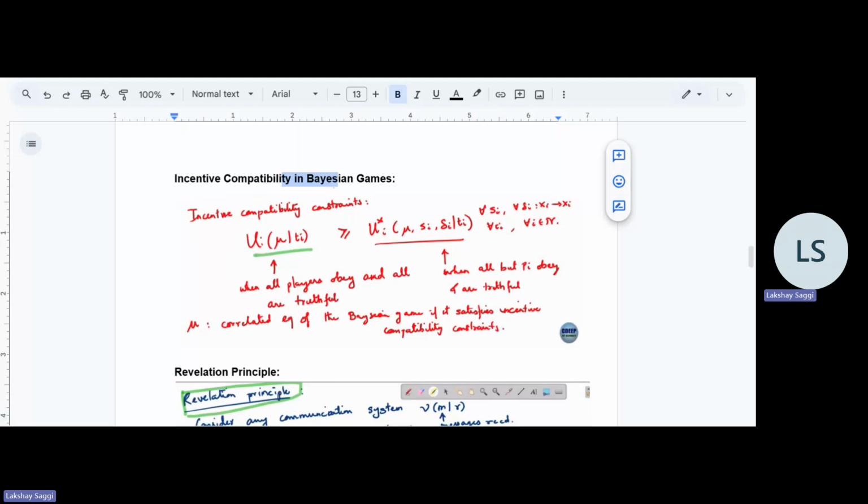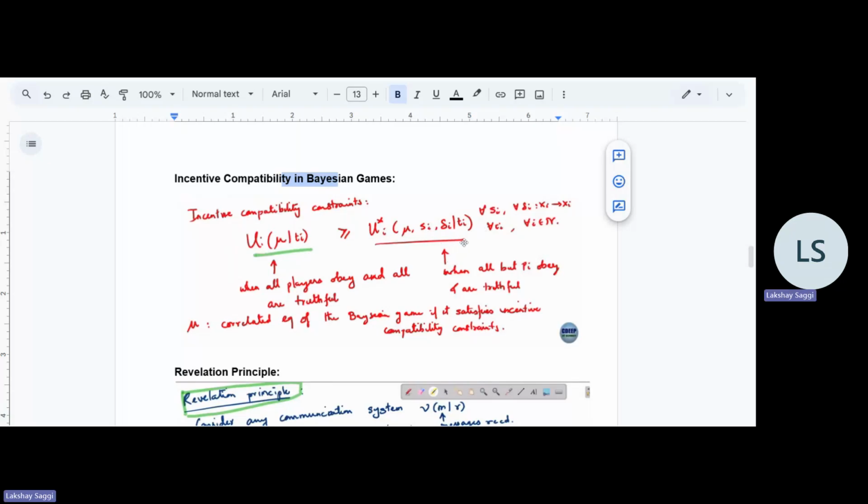So incentive compatibility can be attained in Bayesian games also. It can be achieved, but the mediator has to be smart. Not all strategies of the mediator will lead to correlated equilibriums, but there exist strategies which will give incentive compatibility. So mediators have to be smart about finding the strategies which satisfy these incentive compatibility constraints.